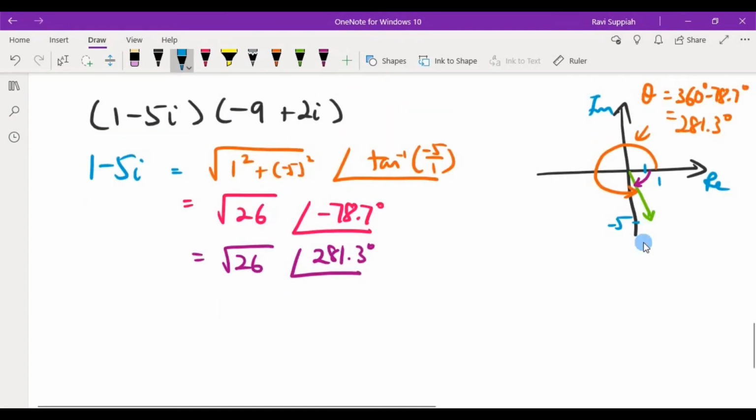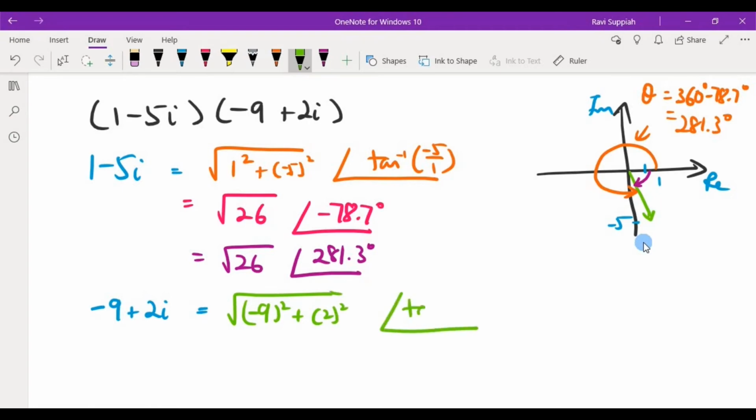The second complex number is minus 9 plus 2i. I'm going to do the same thing and convert it to its polar form. So this will be the square root of minus 9 squared plus 2 squared, and the angle is inverse tangent of 2 over minus 9. Over here will be square root 85, and if I key 2 over minus 9 into my calculator and do an inverse tangent, I'll get negative 12.5 degrees.